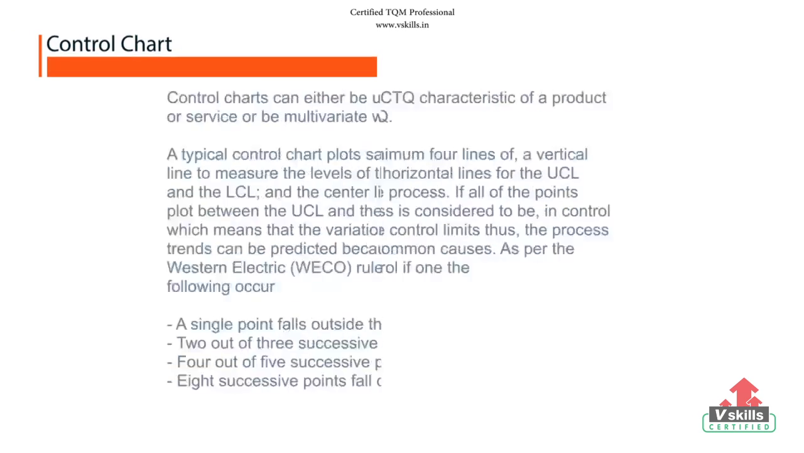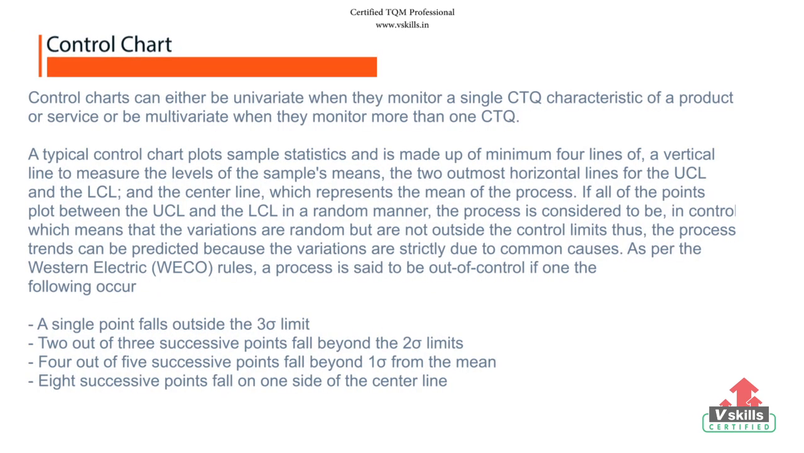Control chart. Control charts can either be univariate when they monitor a single CTQ characteristic of a product or service, or be multivariate when they monitor more than one CTQ. A typical control chart plots sample statistics and is made up of a minimum of 4 lines: a vertical line to measure the levels of the sample mean, the two outermost horizontal lines for the UCL and the LCL, and the center line which represents the mean of the process.